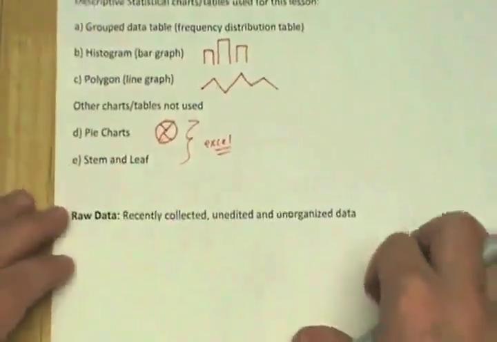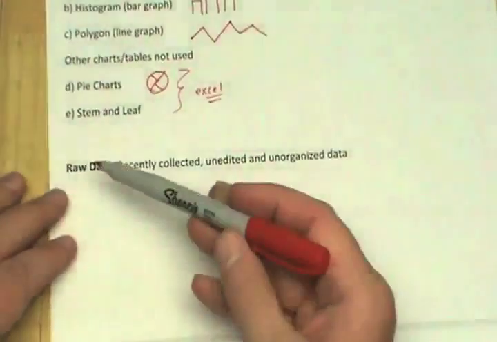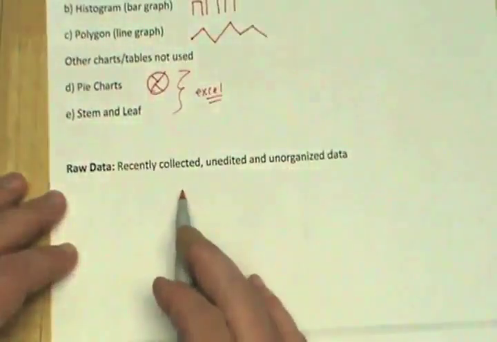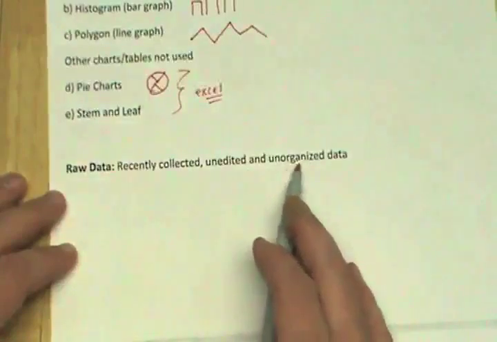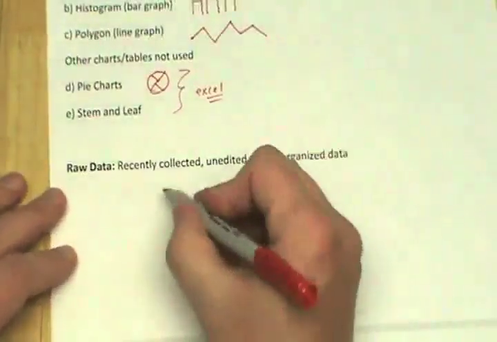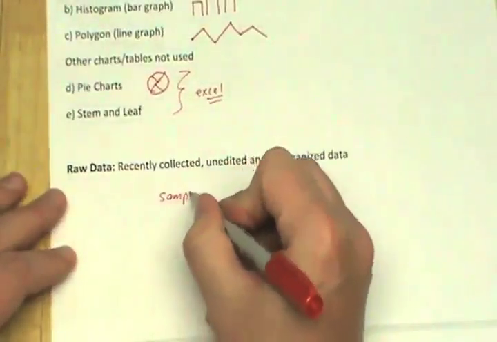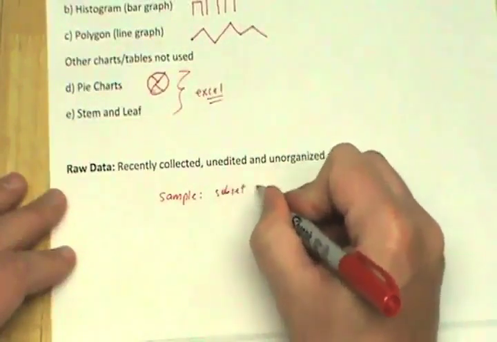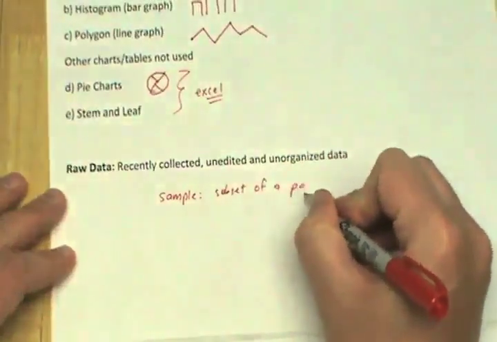All right, so here we go. We're going to start right off. Raw data. The definition of raw data is recently collected, unedited, and unorganized data. So that would be data that you get from usually what they call in statistics a sample. And a sample is a subset of a population.